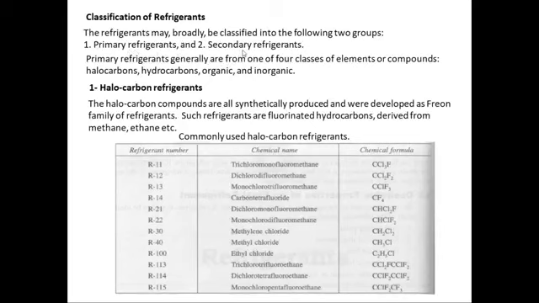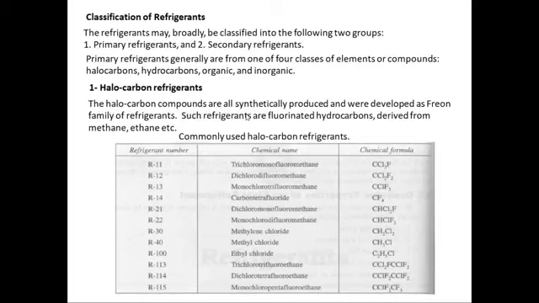Primary refrigerants and secondary refrigerants. Primary refrigerants generally are further classified into four classes of elements or compounds: halocarbons, hydrocarbons, organic and inorganic. Later on we will see that basically the primary refrigerant can be classified only into organic and inorganic, because hydrocarbons and halocarbons are basically organic compounds. So let's move on. Number one is the halocarbon refrigerant.